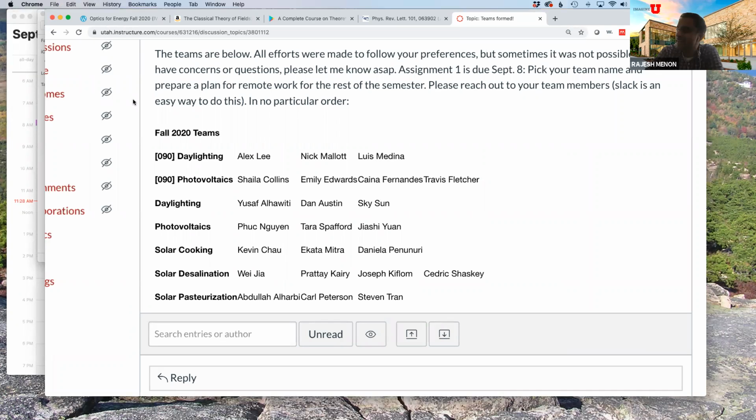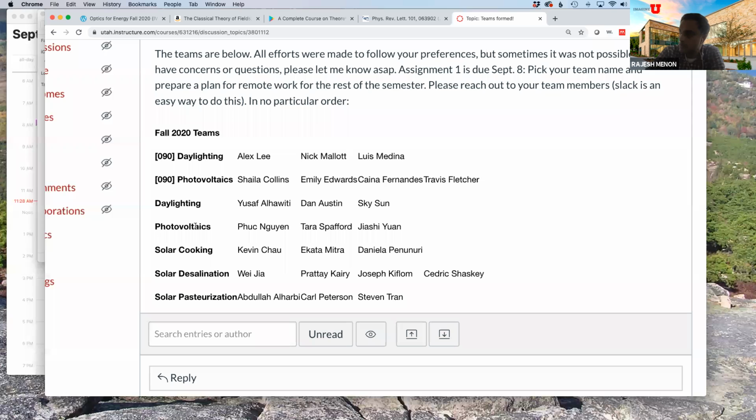Good. So everyone's seen this, and so we have essentially 7 teams. 2 of them are section 90. So there's a daylighting photovoltaics teams, and those teams will be presenting, submitting video presentations, whereas the other 5 teams will be doing live Zoom presentations in class, as we discussed before.